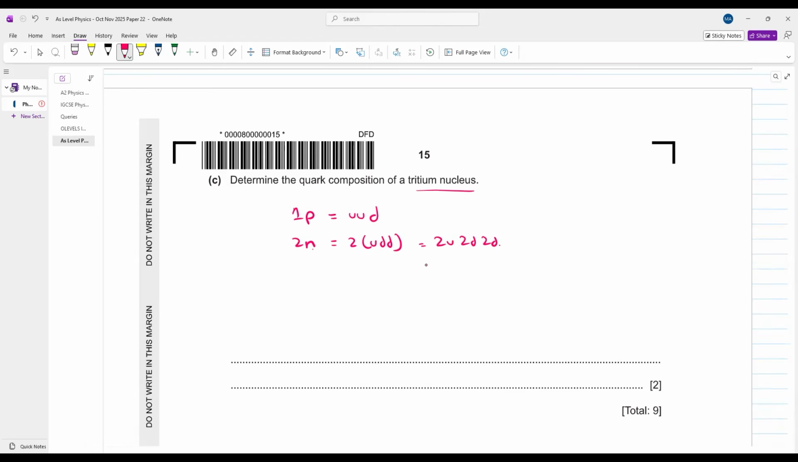Add all of them. Here there are two up quarks. The total up quarks comes out to be what? 1, 2, 3, 4. 4 up quarks. And let's see how many total down quarks: 1, 2, 3, 4, 5. 5 down quarks. Simple. 2 on 2 here.